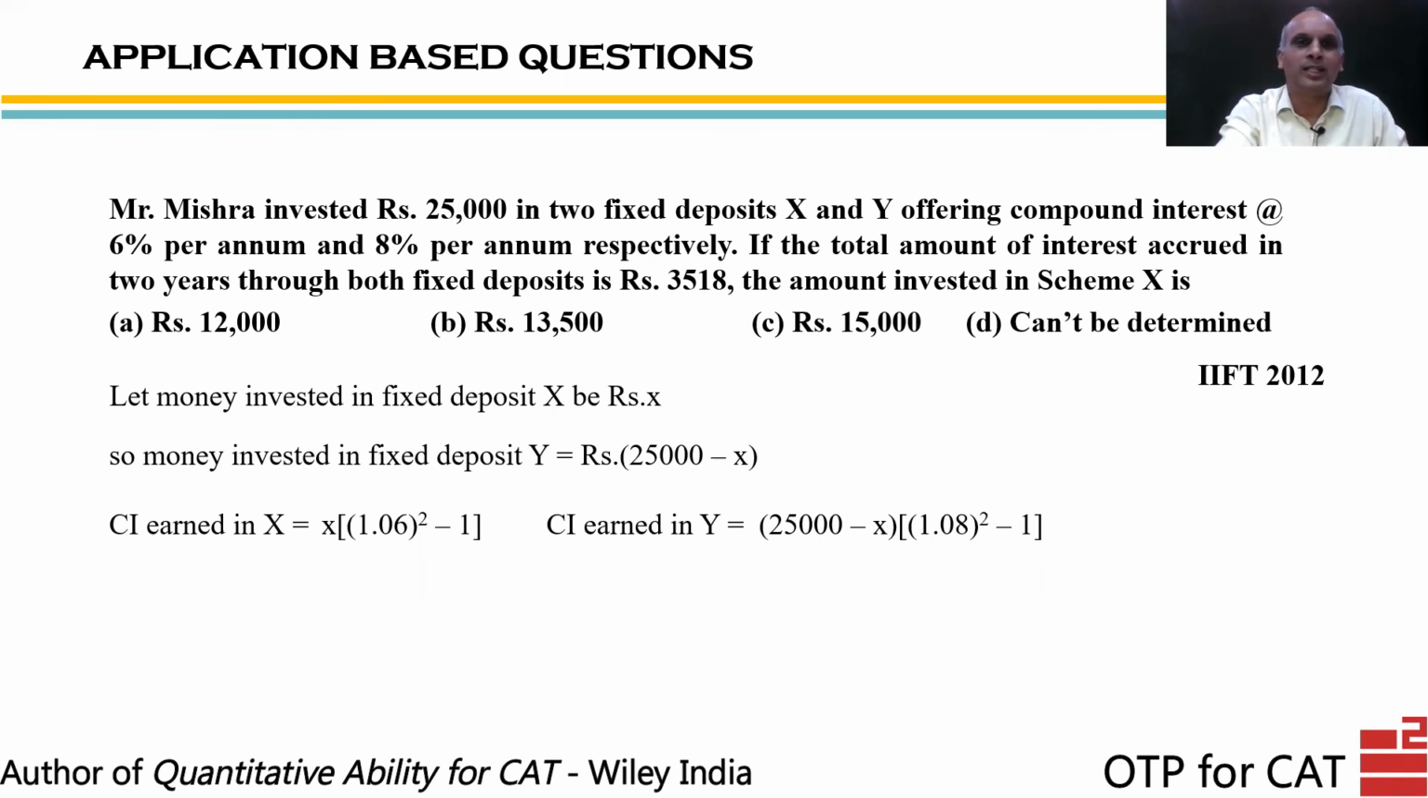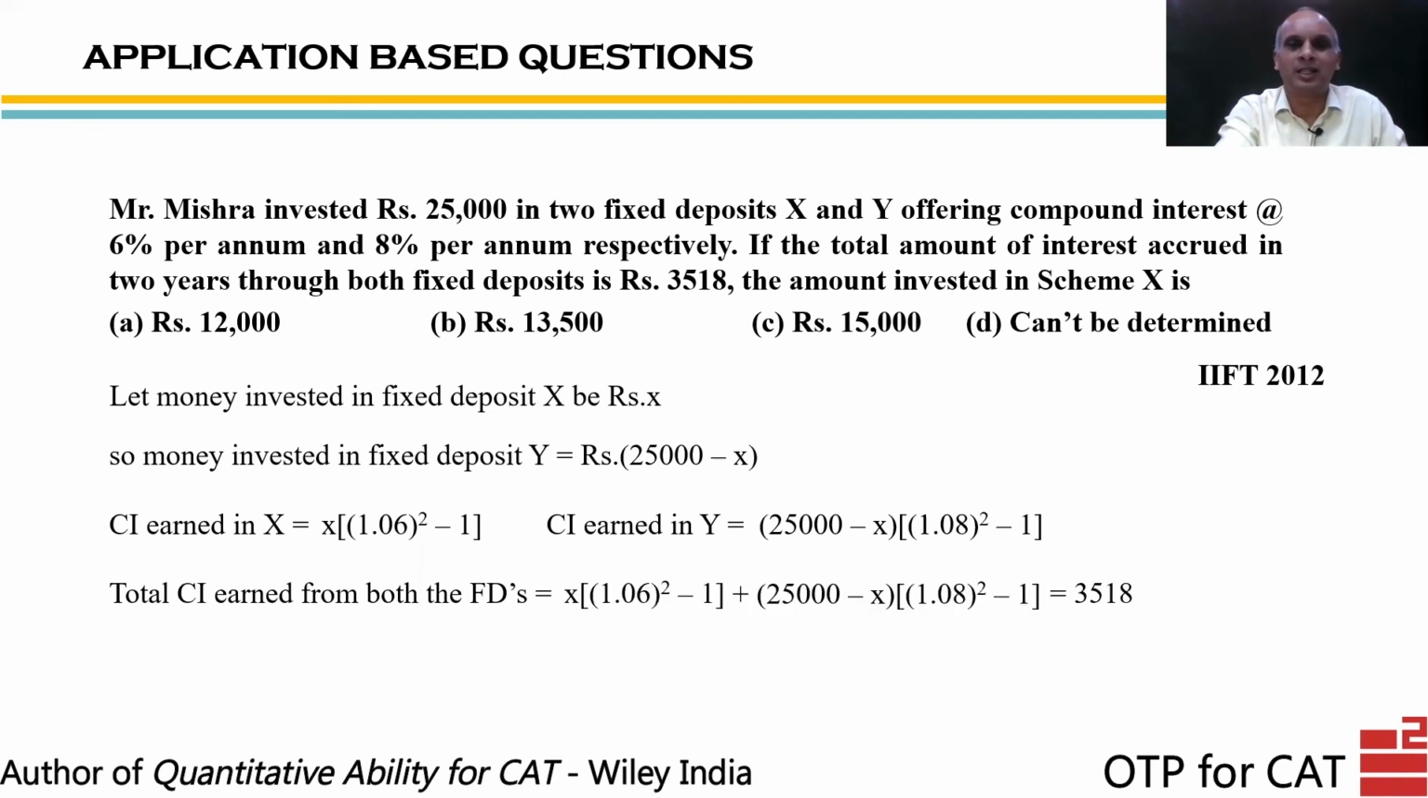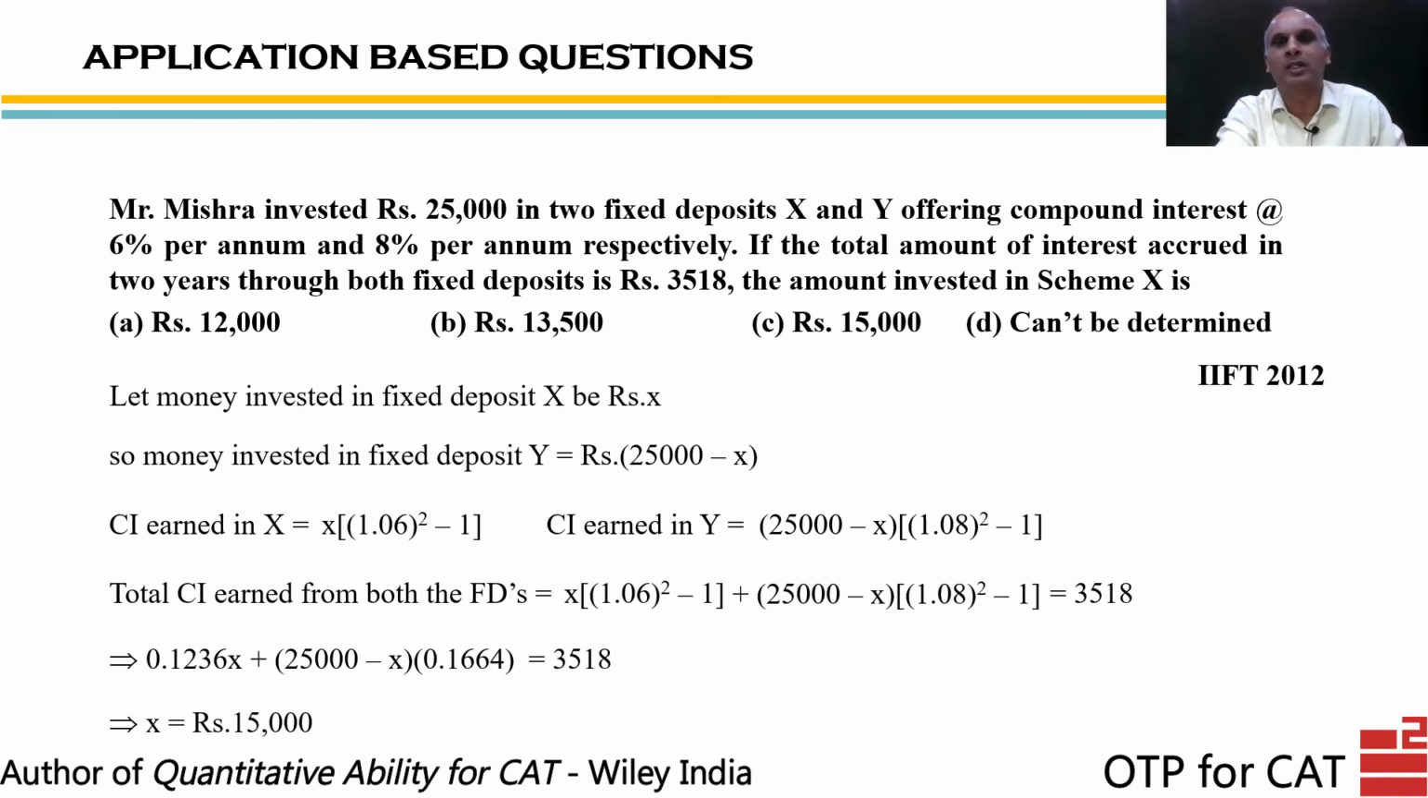Total interest accrued is 3518. So if you add these two expressions, we will get this summation equal to 3518, and the rest is calculations. We will get this equation upon simplification. Finally, I'll get the value of X as 15,000 rupees. So you see, it's a very simple problem which was asked in IFT paper. You just had to find out compound interest earned in these two FDs, add them up, and equate that to the total interest earned, which is given here.